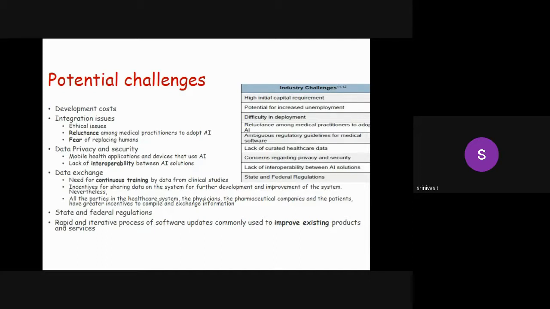Data privacy and security, mobile health applications and devices that use AI, and lack of interoperability between AI solutions. That's also very important. Interoperability is a problem in AI solutions.